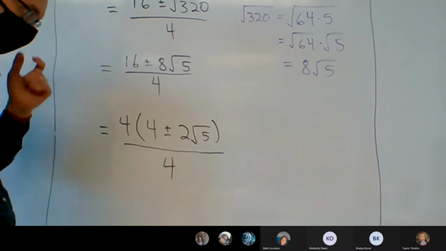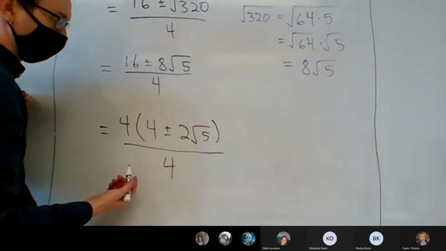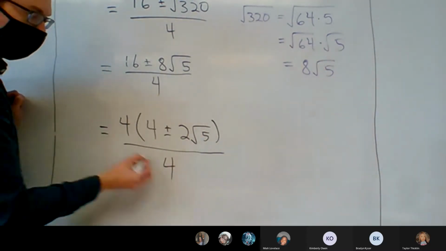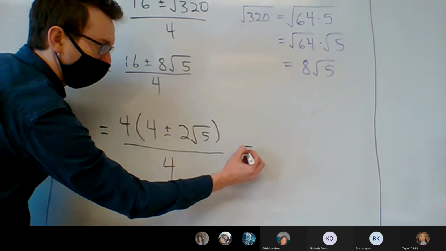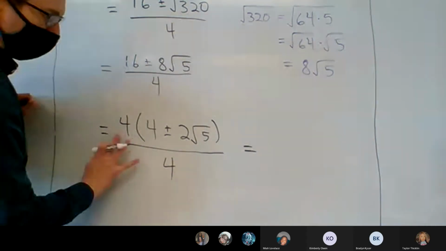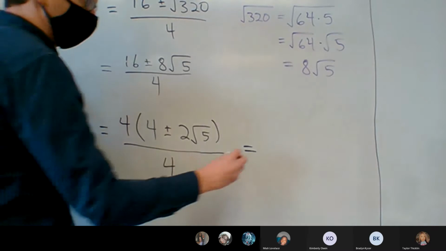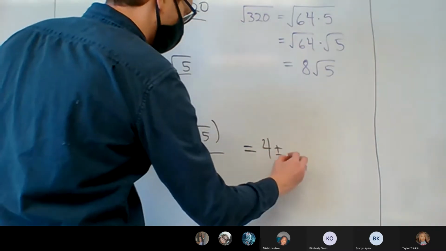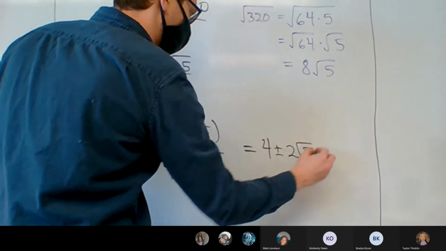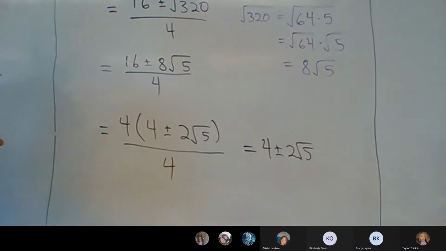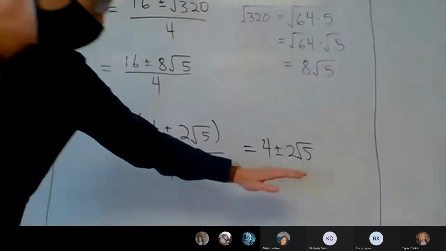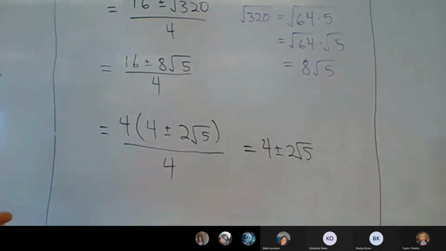Now, you see what I'm getting at, why was I trying to pull a 4 off? Because these cancel, right? So now I'm going to work horizontally here. These two 4s cancel, and you end up with 4 plus or minus 2 square root of 5. This would be, finally, the final cleaned up answer.